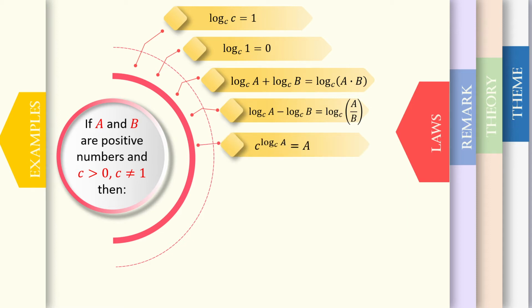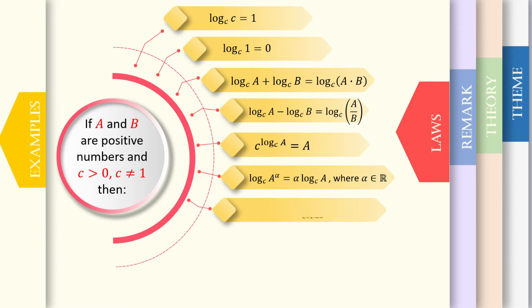c to the power logarithm in base c of a is equal to a. Logarithm in base c of a to the power alpha is equal to alpha multiplied by logarithm base c of a, where alpha is a real number. Logarithm of a in base c to the power alpha, so now the base is raised to some power, is equal to 1 over alpha times logarithm base c of a, where alpha is a real number but different from 0.